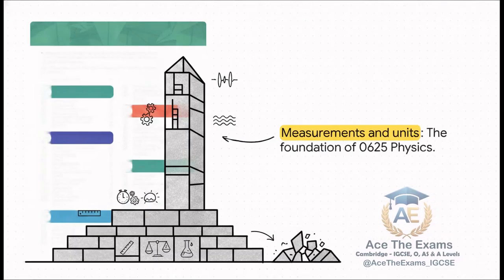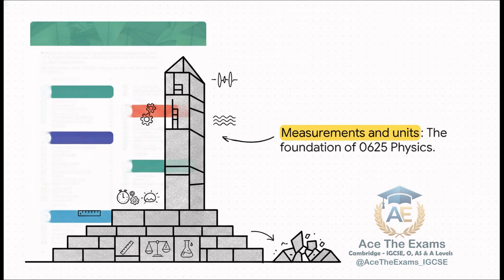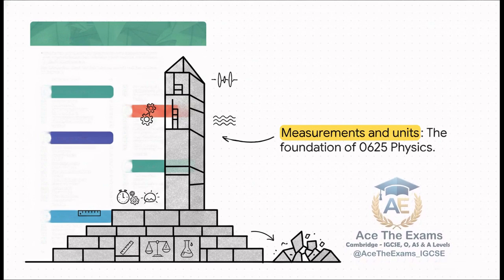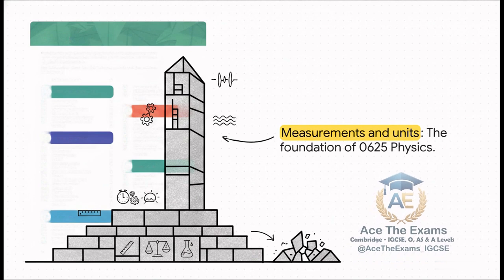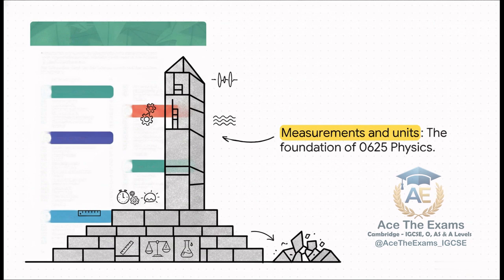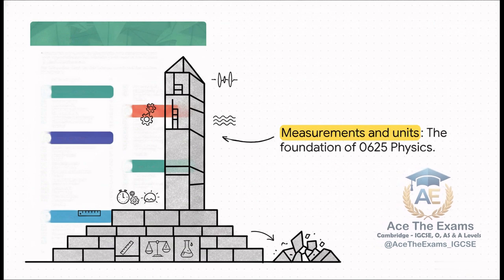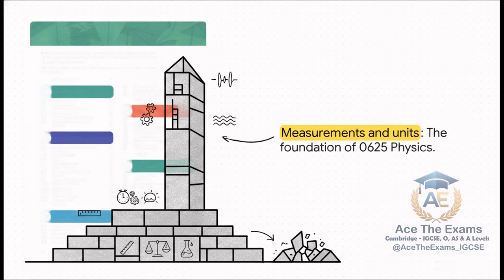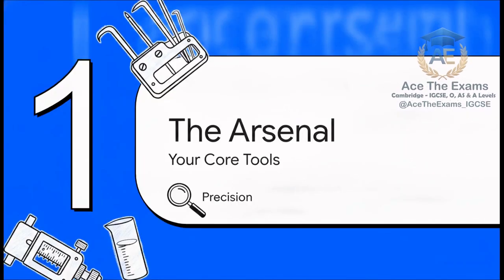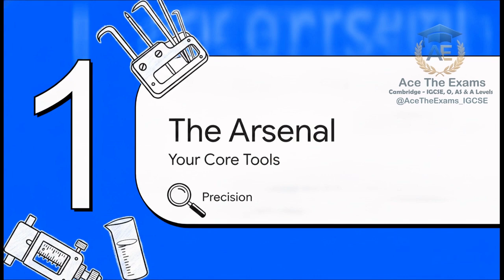Okay, let's dive into this. Mastering Section 1, which is measuring length, time, volume, and density, sits at the absolute foundation of the entire 0625 syllabus. It's like the bedrock. If you build on a shaky foundation here, your mechanics calculations, your thermal physics, and your wave analysis will all crumble later on. This is your core engine for securing those high-tier marks. Section 1. The Arsenal, your core tools.